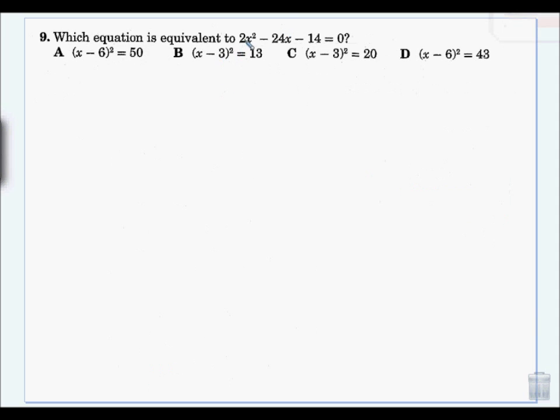Next, we want an equivalent equation. So the first thing I can do, oops, no, sorry, ignore that, don't write that.